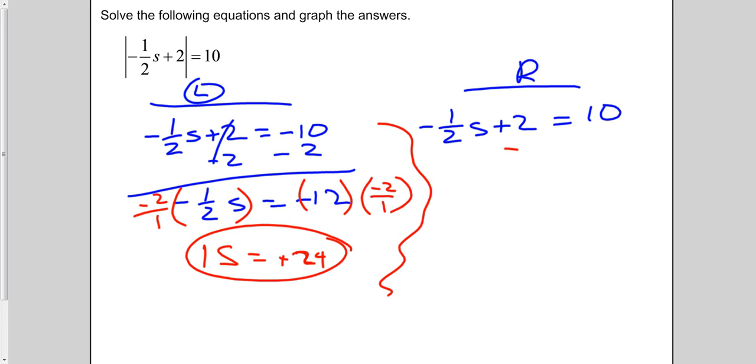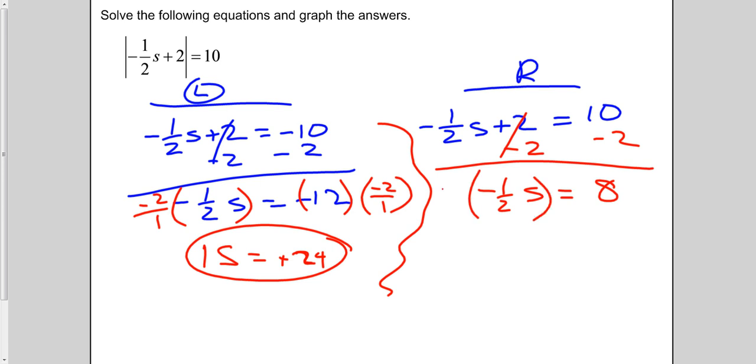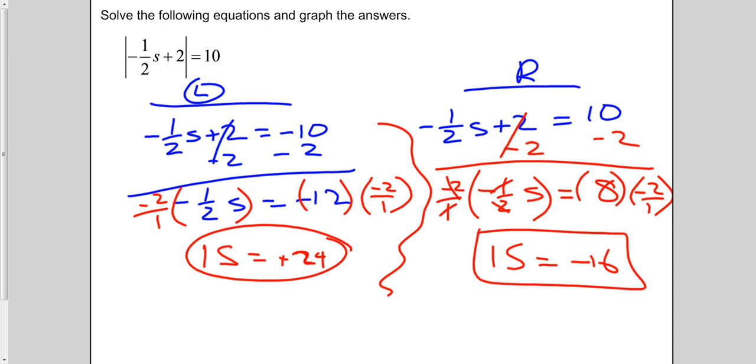My other answer, I'm going to solve the other side. Then I have negative 1/2 s equals 8. And then again, because I would have to divide by negative 1/2, I'm actually going to multiply by its reciprocal. So multiply by negative 2 on both sides. And then these two cancel, and I get positive 1 s is equal to negative 16. Those are my two answers.